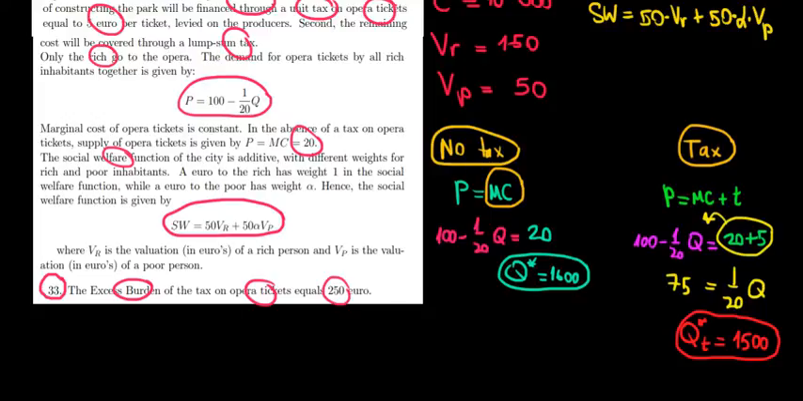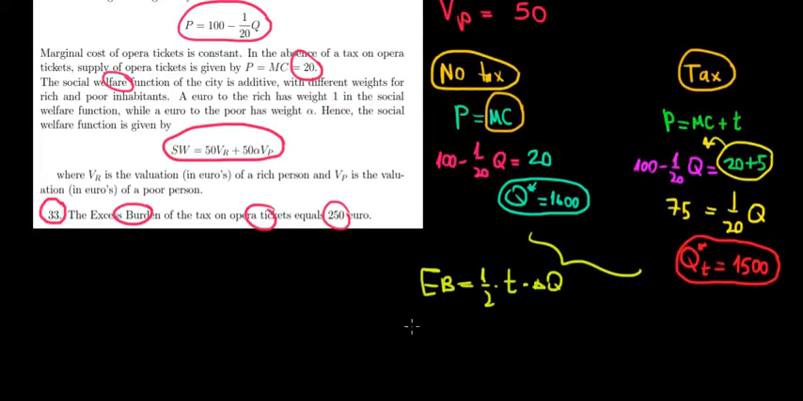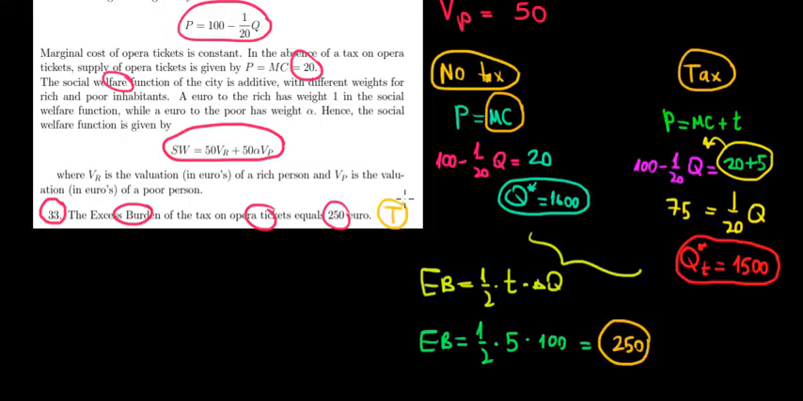With this in mind, we can calculate our excess burden, because the excess burden is equal to 1 over 2 times the tax that we have times the change in the quantity on the market. And we have all the data. We know that the tax is 5 euros and the change in the quantity is 100. So the excess burden is equal to 1 over 2 times 5 times 100. 5 times 100 is 500, divided by 2 is equal to 250. That would be our excess burden. That's what the answer tells us. So it's true, and we are done.